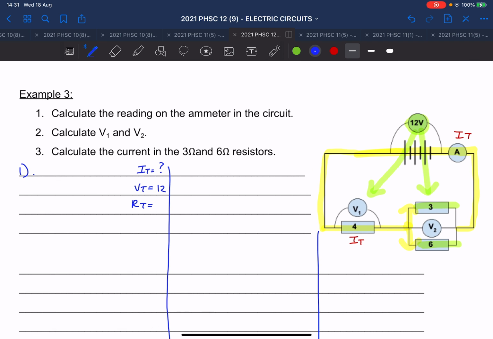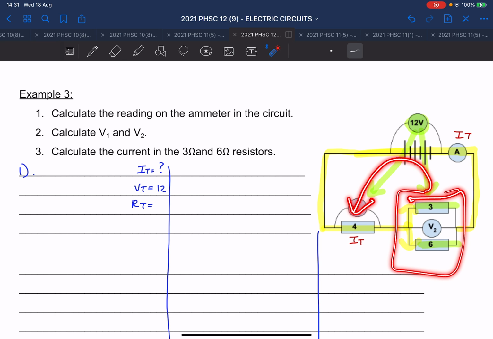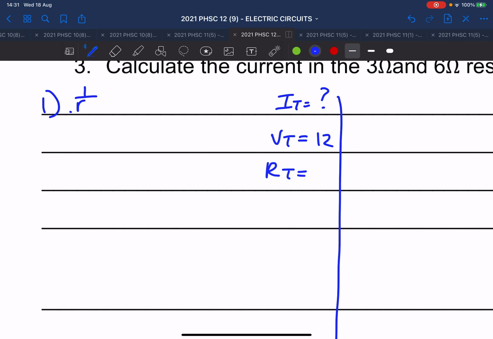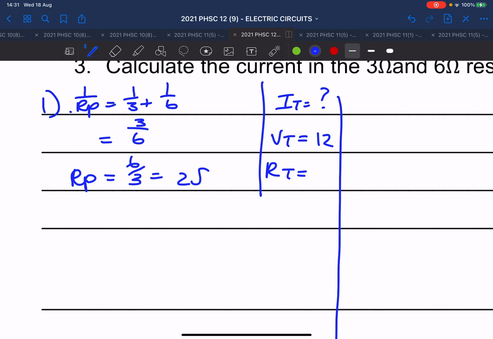The total resistance, can I just say 4 plus 3 plus 6? No, because these two are in parallel. So I must first get their parallel resistance and then add that to the series resistance. So 1 over R parallel is 1 over 3 plus 1 over 6. That gives me 3 over 6. Then I must switch them around to give 6 over 3, and that gives me 2 ohms.